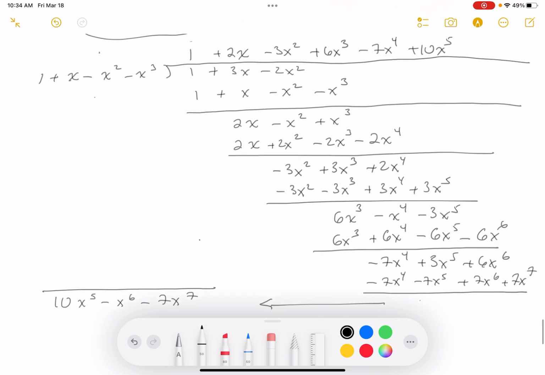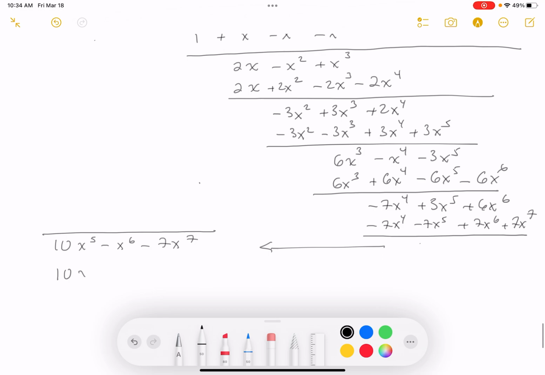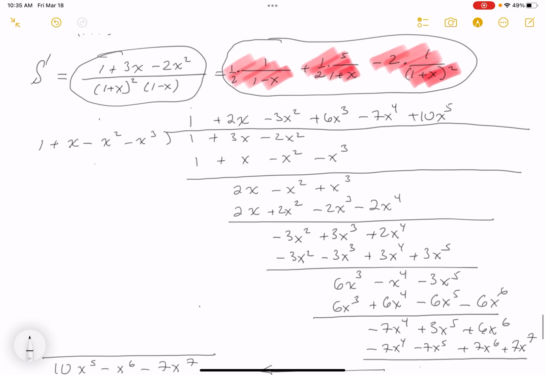And I got to do this again, right? So what do you get? 10x to the 5th, 10x to the 6th, minus 10x to the 7th, minus 10x to the 8th. Subtract. And what do you get there? Plus 3x to the 7th plus 10x to the 8th. Wow, got to keep going.